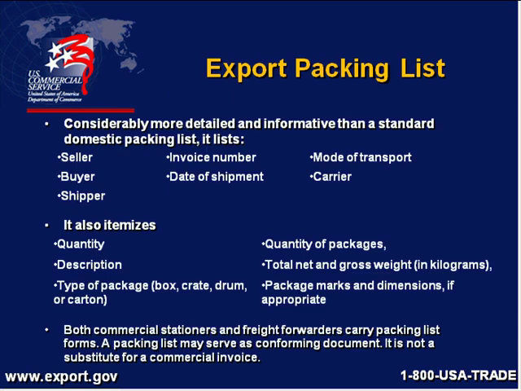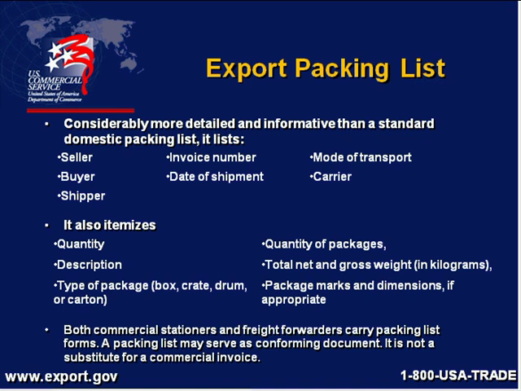We have an export packing list. You'll see different information on your export packing list. You'll see the seller, buyer, shipper, invoice number, date of shipment, mode of transportation, and carrier. It also itemizes quantity, descriptions, and types of package: box, crate, drum, or carton. As you can see, the packing list is more directed at the actual transportation requirements that the different carriers will require. And both commercial stationers and freight forwarders can carry packing list forms.